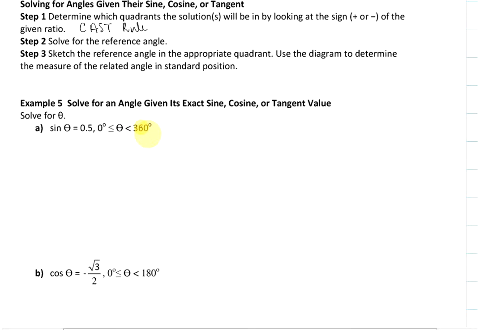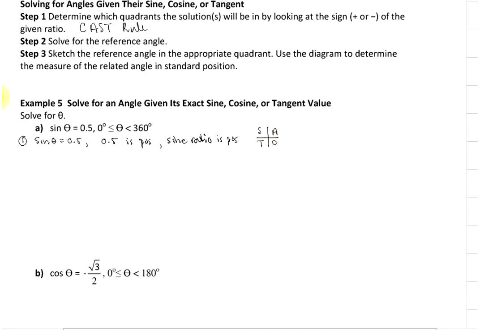So the first thing that you want to do is to determine which quadrant or quadrants your angle will be in. And because our sine of theta is 0.5 and the 0.5 is positive, that means that our sine ratio is positive. And if it's positive, we need to determine where between 0 and 360 sine can be positive, and that's where our CAST diagram comes in.